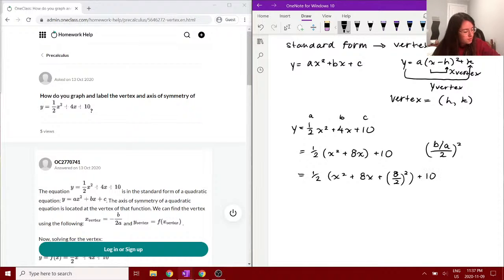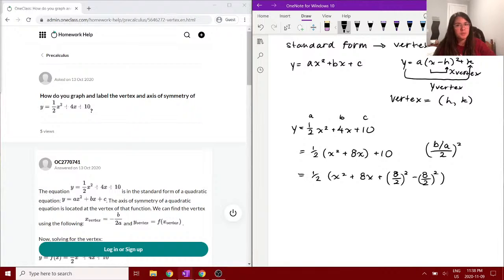Leave the 10 on the outside, and because we're adding 8 divided by 2 squared, how about I'll write it like this, we also have to subtract it, just so that we have a net 0 addition to this equation.